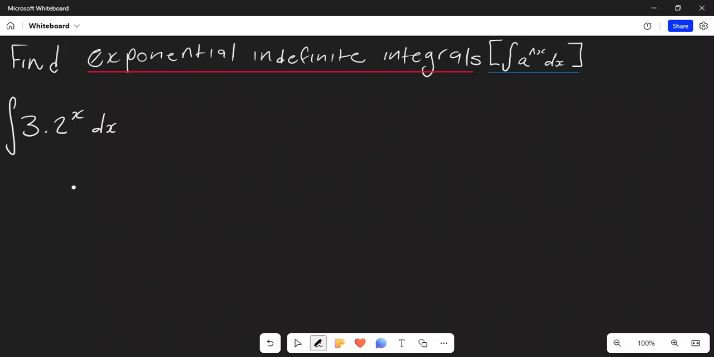Now in this video we'll be finding the exponential indefinite integral of this function here. I hope you guys are ready for this one. If you think you can find this one, you can pause the video and do it, and let's see if you get the same answer that I'm going to get at the end of this video.